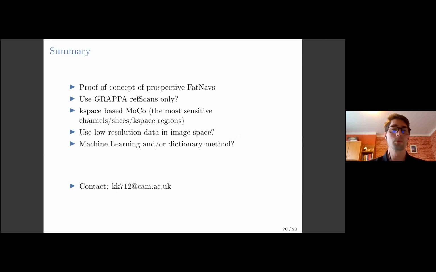And also, what would you think about some of the approaches that we are going to test, like, for example, machine learning for that purpose, or a dictionary method, which could be based on acquiring a large number of FatNav images for a volunteer, rotating his head somewhere in the scanner, and building a dictionary with which we could compare later on during the prospective FatNav motion correction.